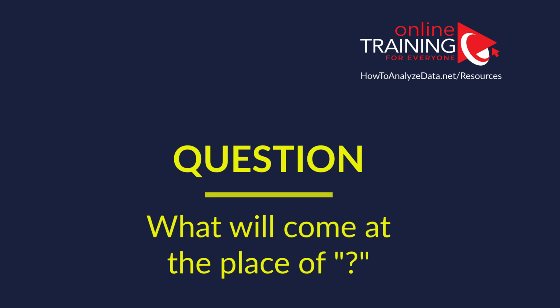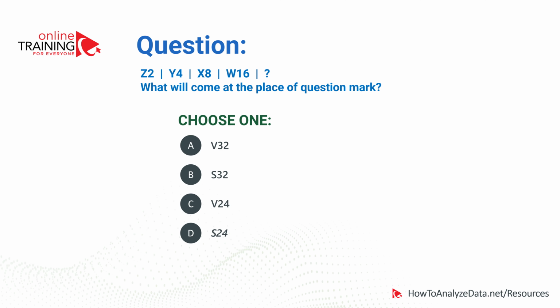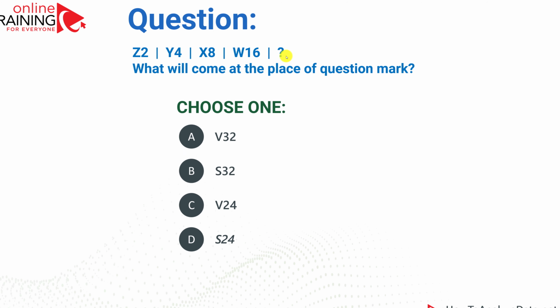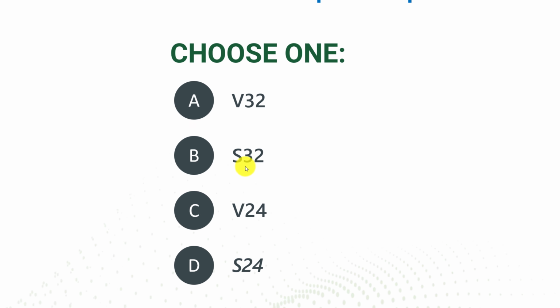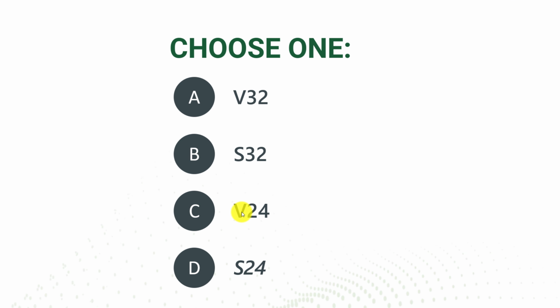Let's look at the question, which is frequently used as part of verbal reasoning, logical reasoning, abstract reasoning, and various aptitude tests. What will come at the place of the question mark? You're presented with the series Z2, Y4, X8, W16, and then a question mark. And you have 4 choices: V32, S32, V24, and S24. Which one do you think is right?